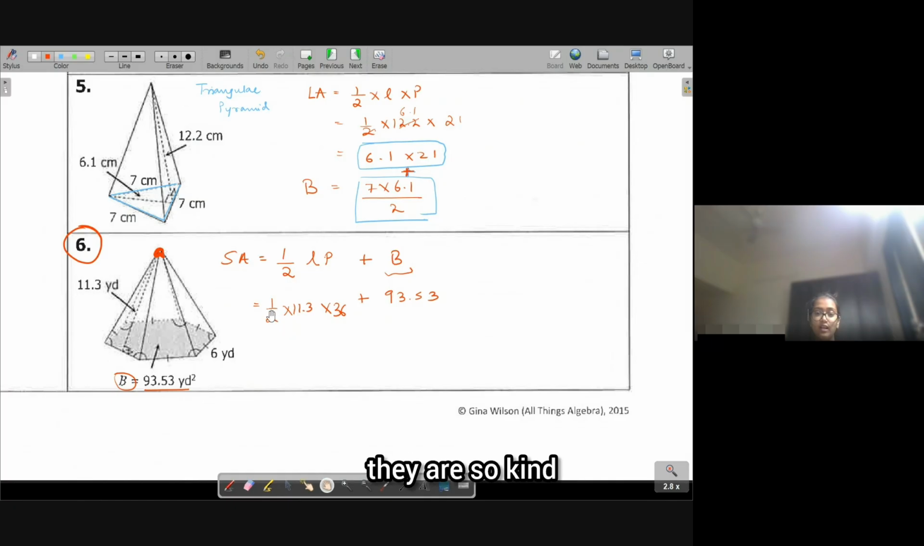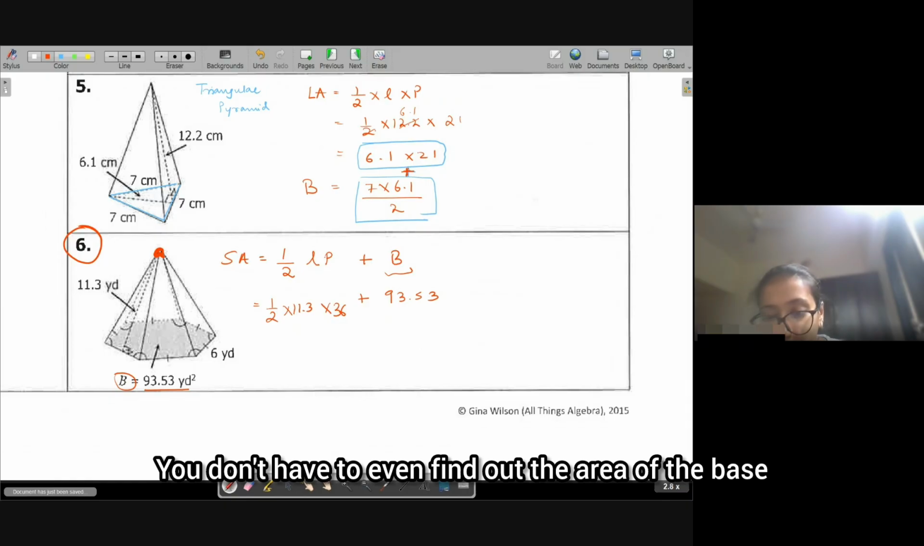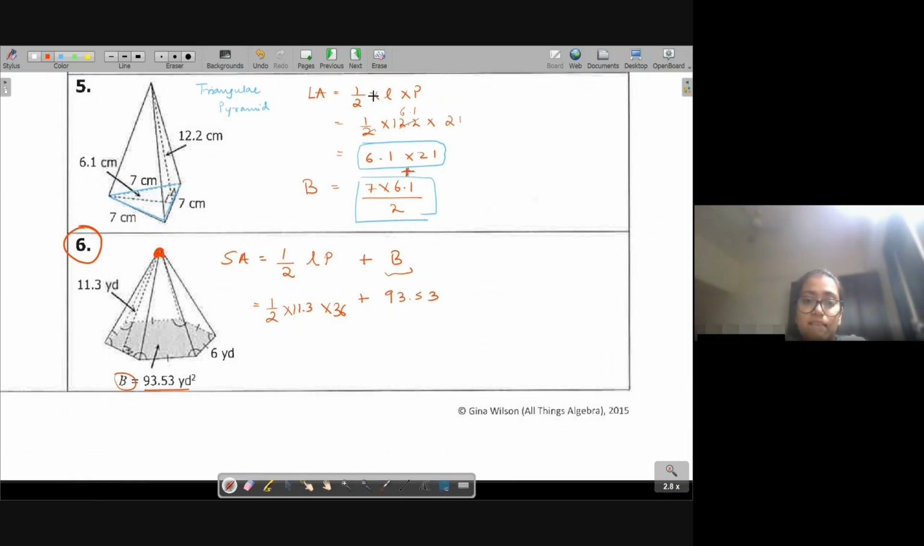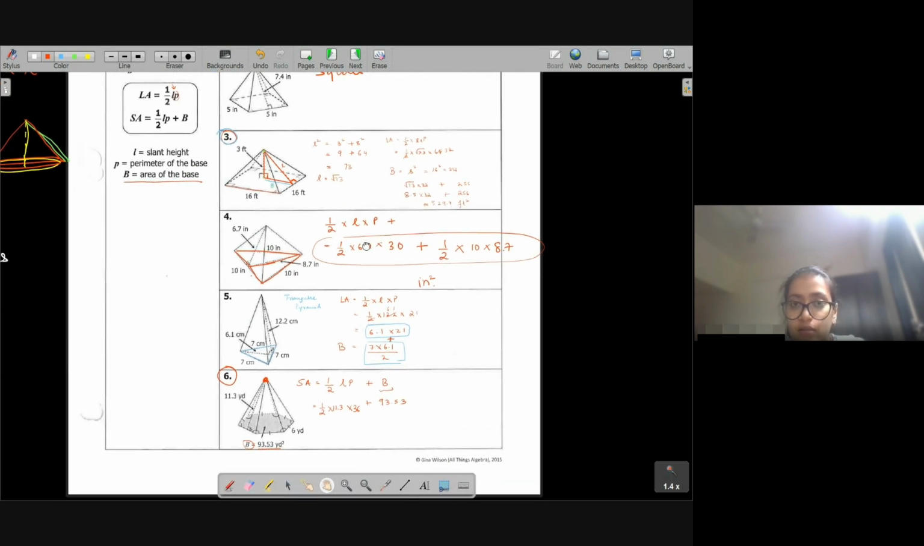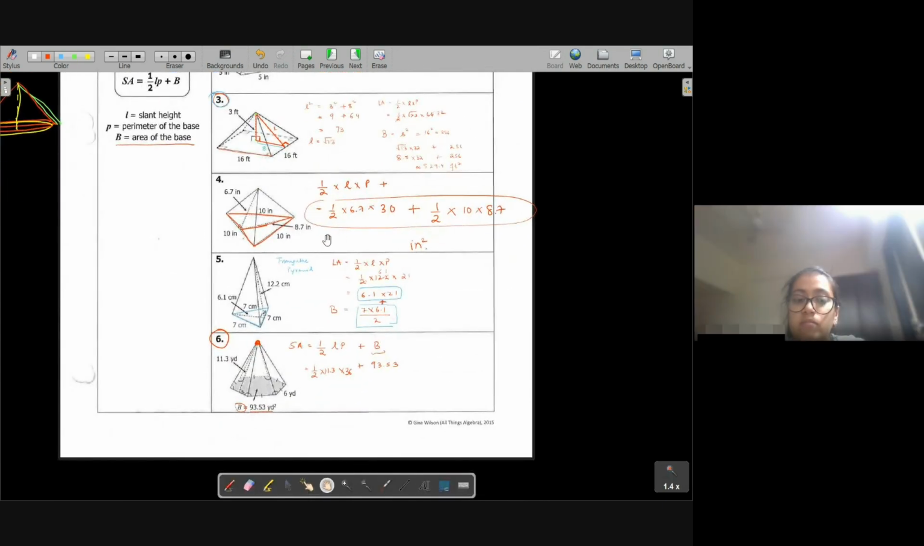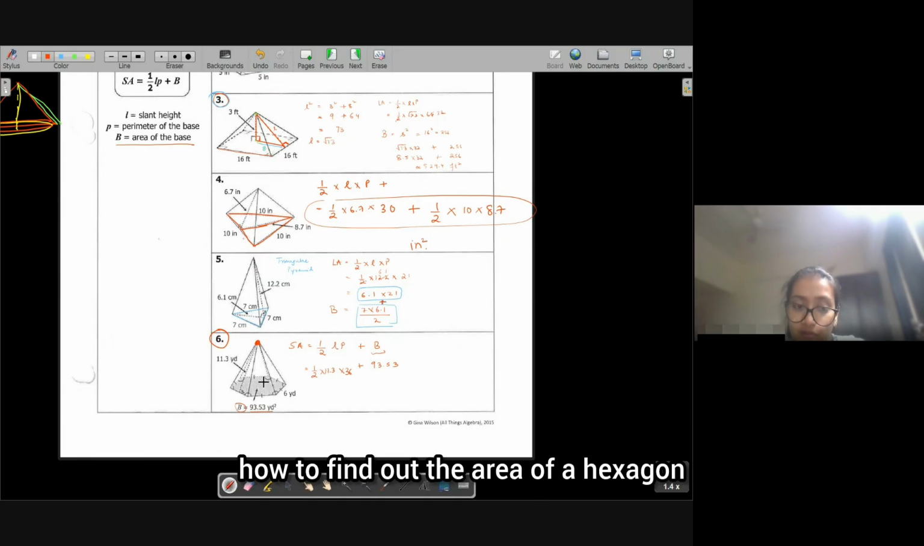And in number 6, they are so kind. They have already given the area of the base. You don't even have to find the area of the base. I hope you can find the area of any regular polygon, because if they don't give the area of the base, then you should know how to find the area of a hexagon.